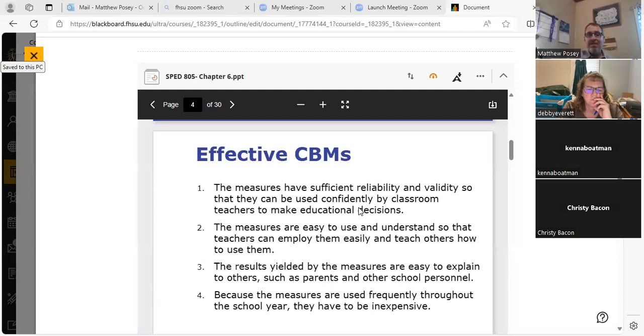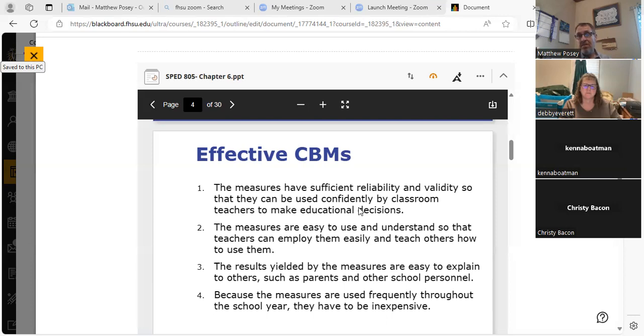So looking at effective CBMs, basically one, they measure or have sufficient reliability and validity, and they can be used in a confident manner by the classroom teacher to help make some educational decisions. It's also, they're easy to use and they're easy to understand. Okay, they don't take really a lot of time.